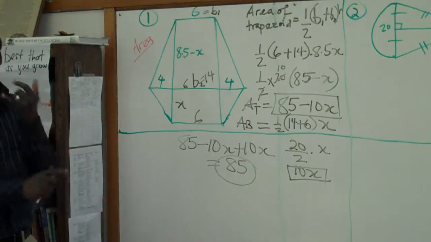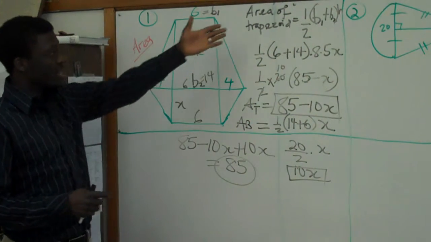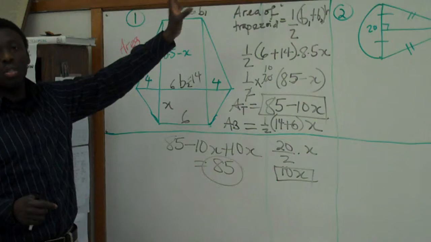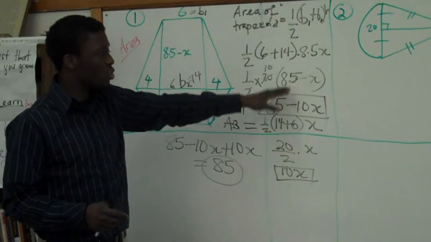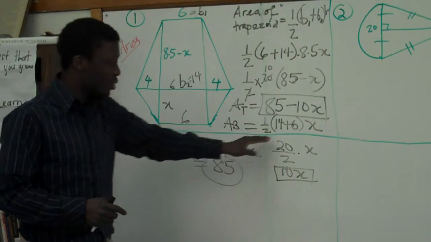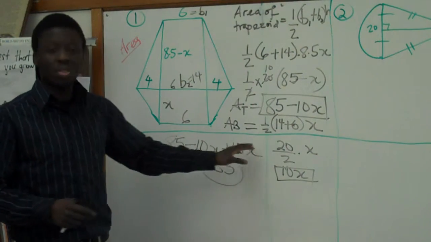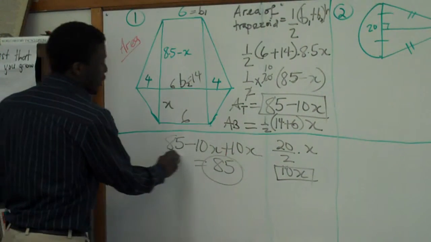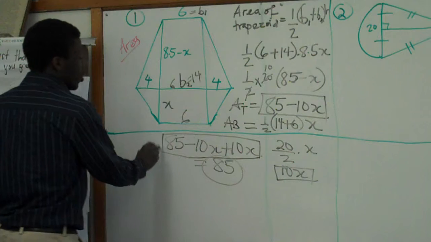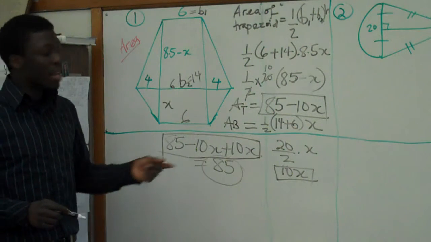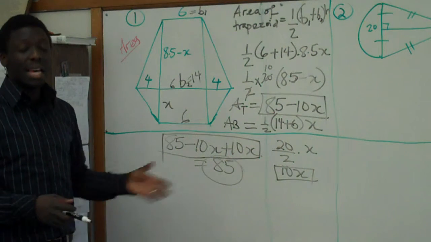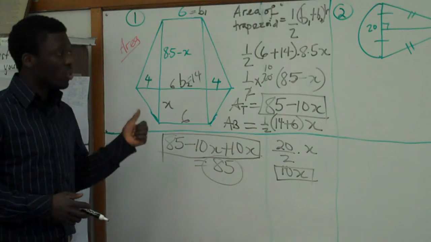Again, remember, you need to know what the formula is. Formula is half b1 plus b2 times height. And you use that to solve for the top. Then you use the same thing to solve for the bottom, and you add the two together. If they tell you to leave your answer in terms of x, that is what you should get: 85 minus 10x plus 10x. But notice that if I tell you to simplify it to the end, the answer will be 85. That's how you do number one.